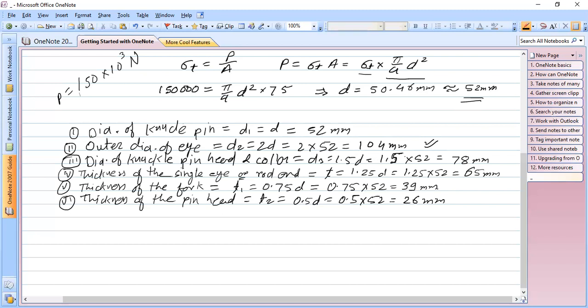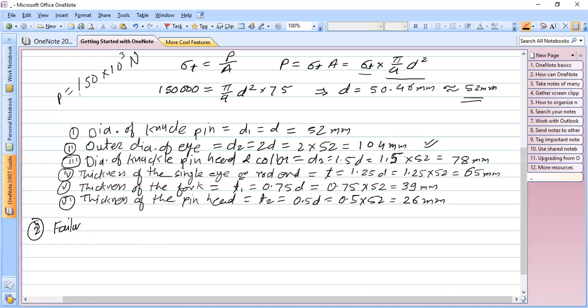So now the first step is over. Now we'll come for the second step. What is the second step? We have to check the failure of the knuckle joint pin in shear. We have to check all the sigma t, tau and all the values. So we'll come for the failure of the knuckle pin in shear.